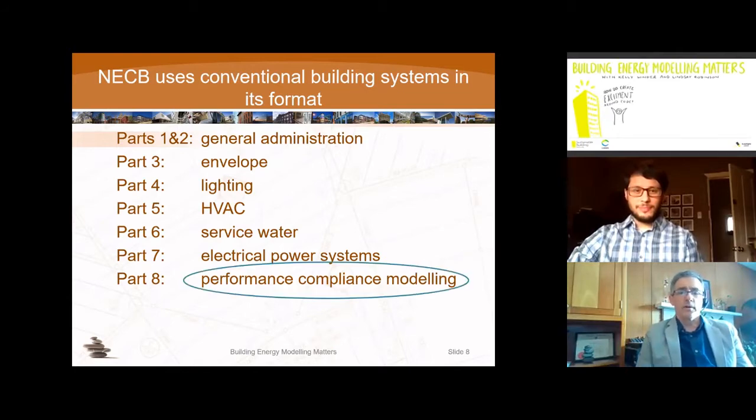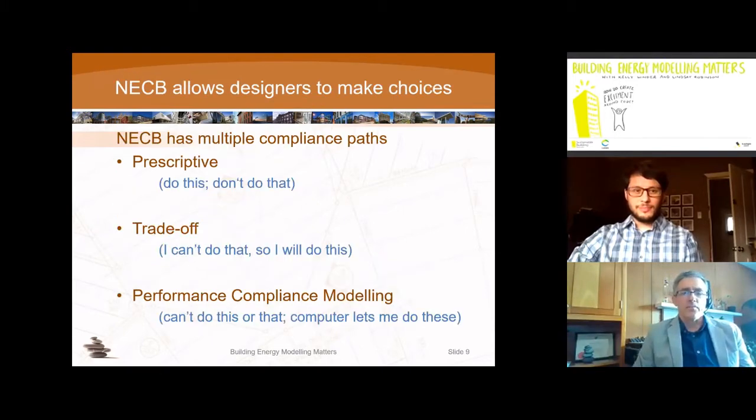What's different, and what we're going to talk about today, is this last one, this performance compliance modeling. This allows you to look at code in a different way. It still has that prescriptive path that we're used to, the list of you can do these things, you can't do these other things, the stuff that we're used to when we look at codes. But then the NECB has another feature that allows you to do a little bit of trading off within things. So if one piece is just a little bit too stringent, well, maybe you can modify it a little bit and do a little bit of something else instead.